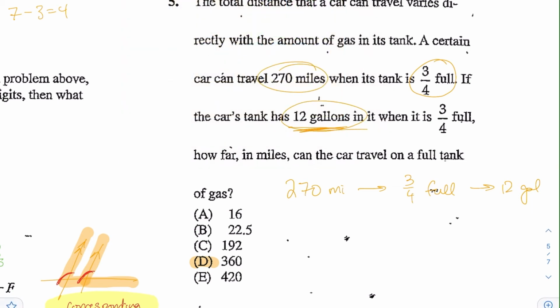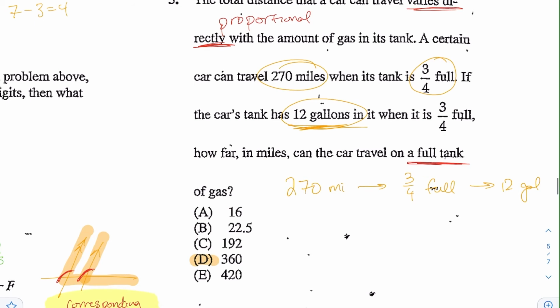Stuff that I have in orange. Now, here you actually want the full tank. And because everything varies directly, what that means is it's proportional. So if it's proportional, what you can do is use the unit rate. You can also solve this using proportions or unit rates. So the unit rate might be a little easier because we have 3/4, so you could divide it by 3 to figure out the unit rate. In this case, 3/4 divided by 3 will be just 1/4.